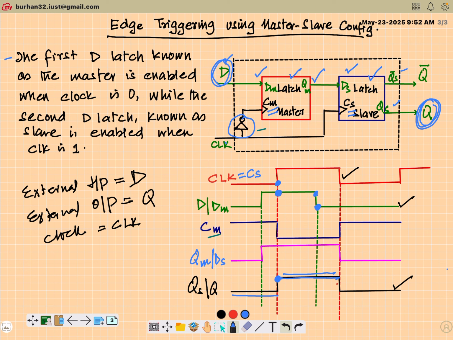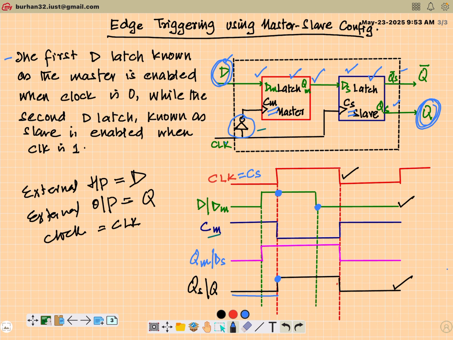Fine. And if you look closely at these waveforms, you can see that the relationship between the external input data and external output data actually triggers only at the positive edges rather than the positive levels. Fine. So we'll be discussing a few flip-flops.